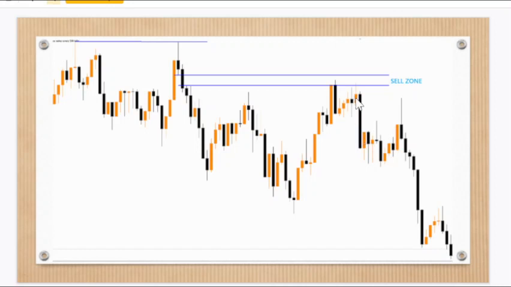Just imagine from 1 to 24. So you can be in a market for a day, guys. You can be in the market for a complete day. So that's the thing.